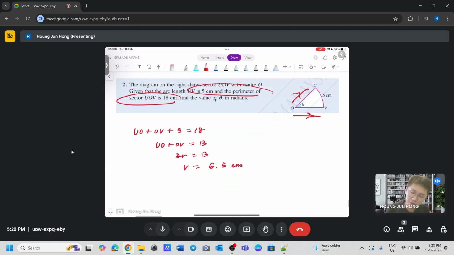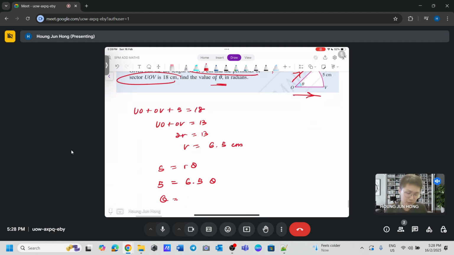Then you want to find the value of radian. Also very simple. So again, s equal to r theta. You have already gotten s. You calculated your radius. Find theta. Theta is going to be 5 over 6.5, 0.7692 radian. Okay, that's it. Okay, next question.